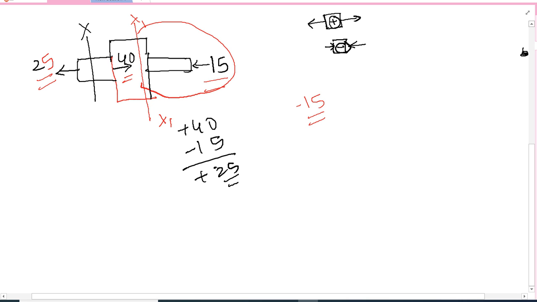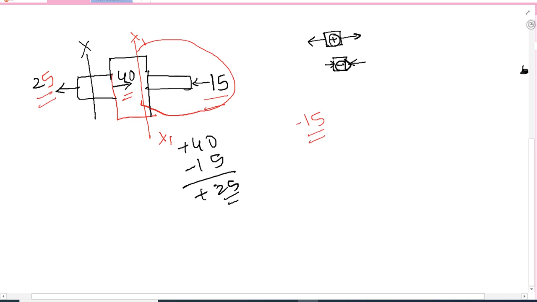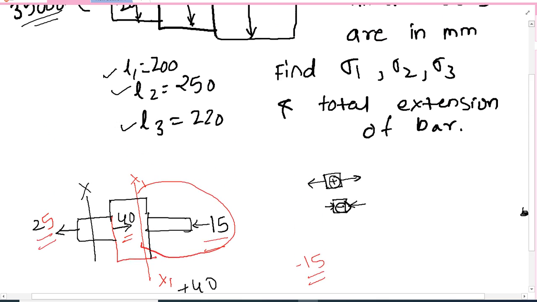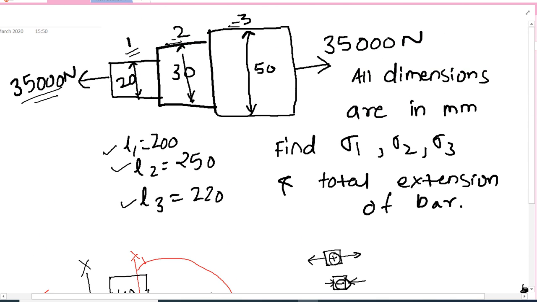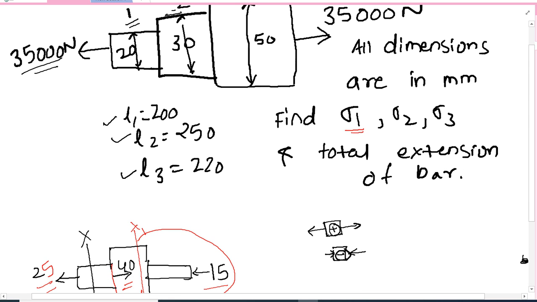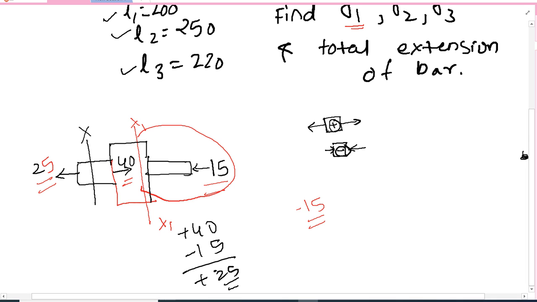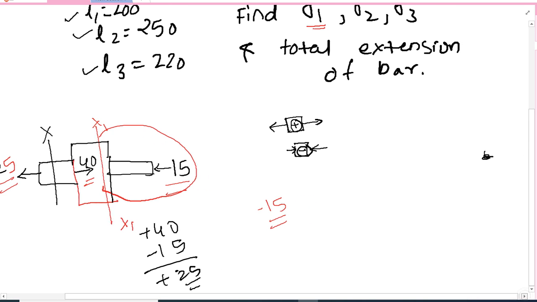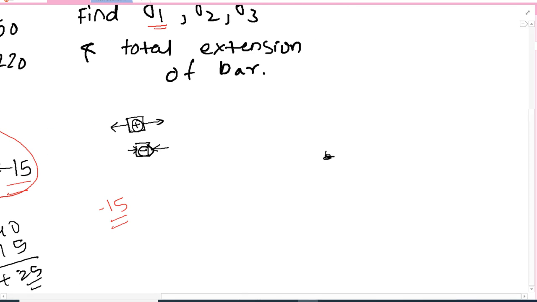Now we will move on to our problem. Here we need to find the stress in the first section, the second section, as well as the third section, and the total extension of the bar. Here we can find it like this.